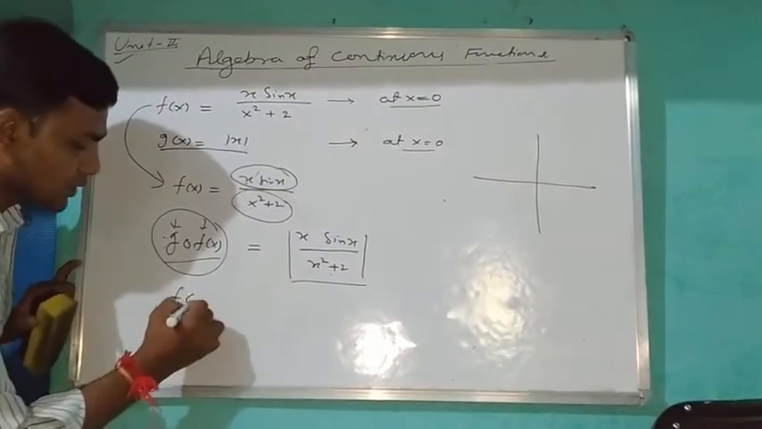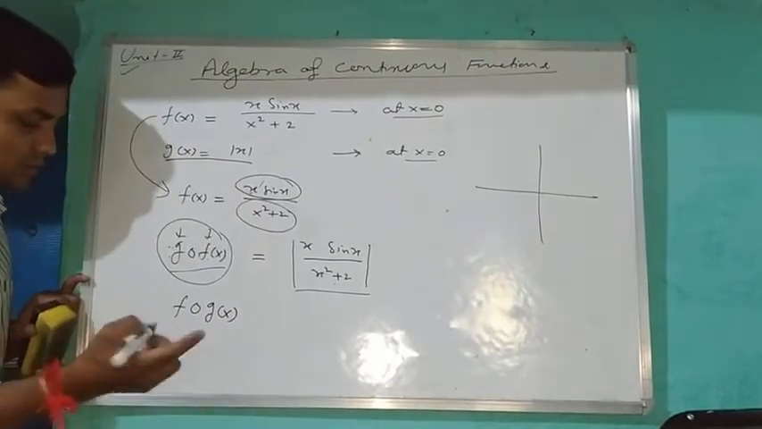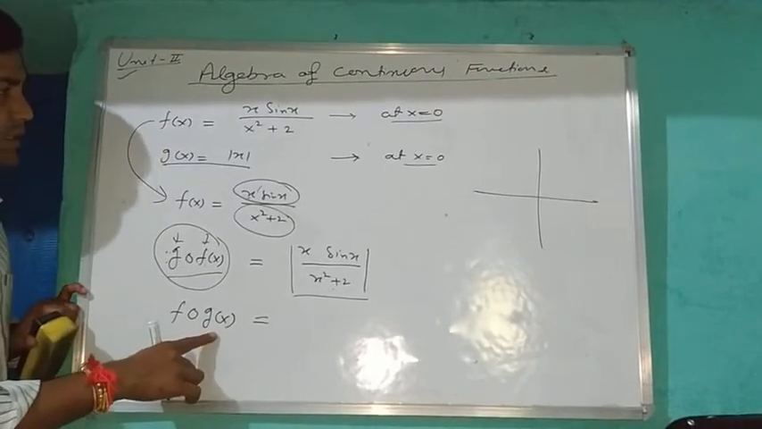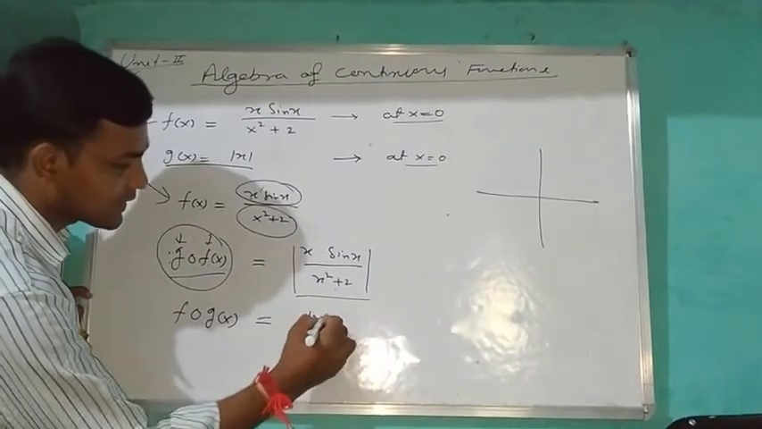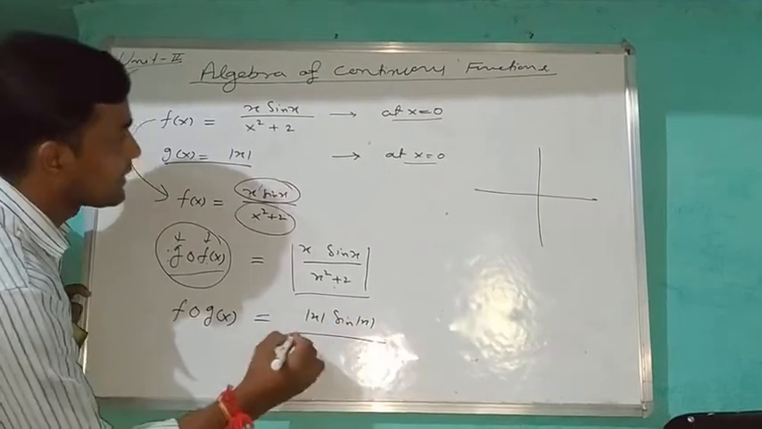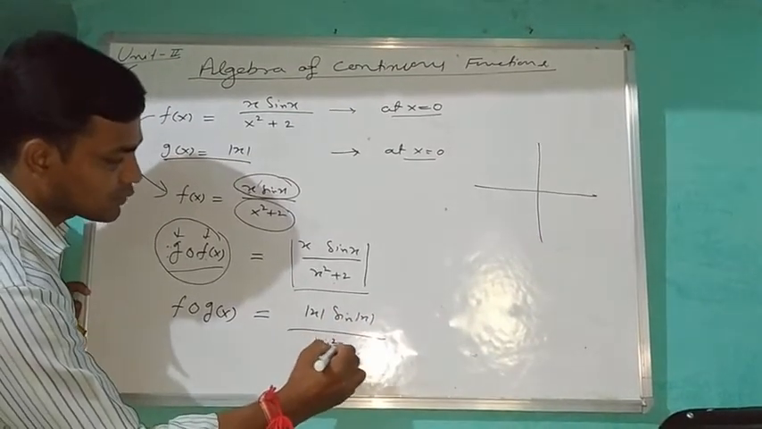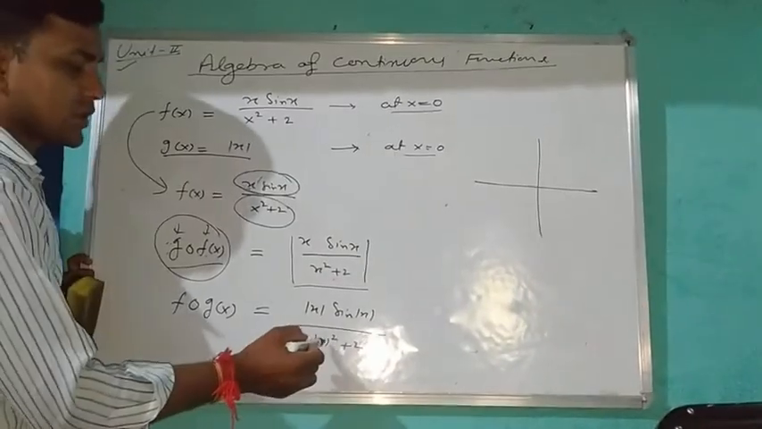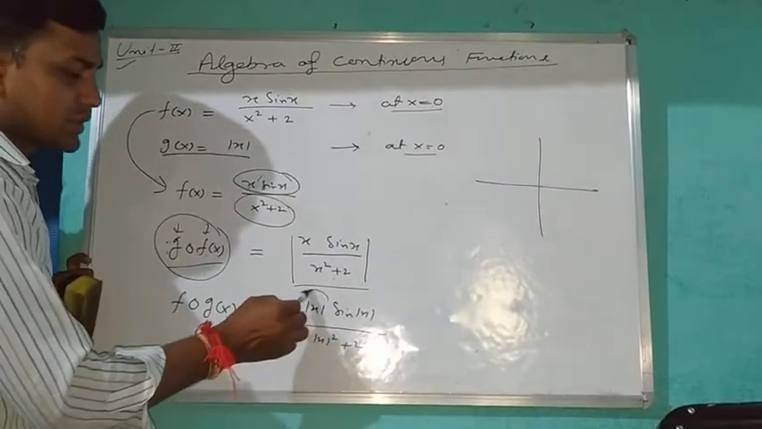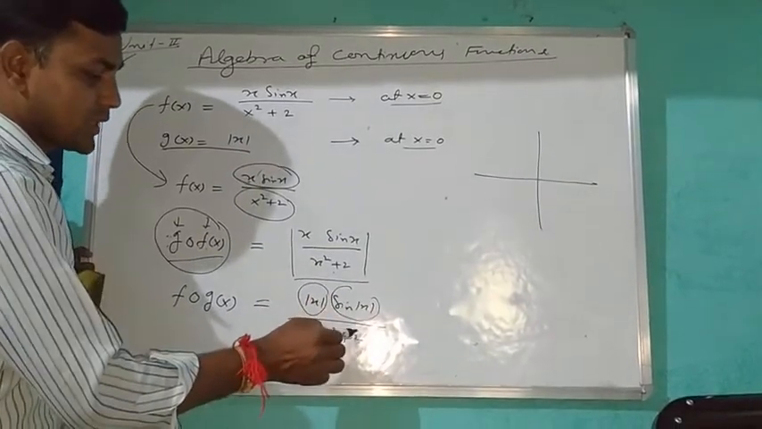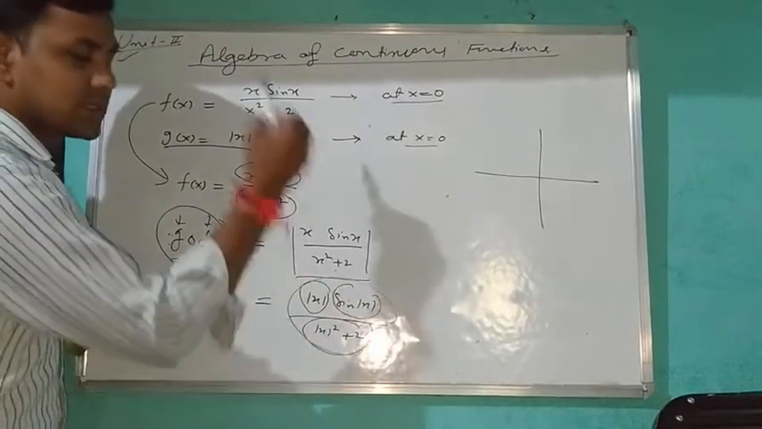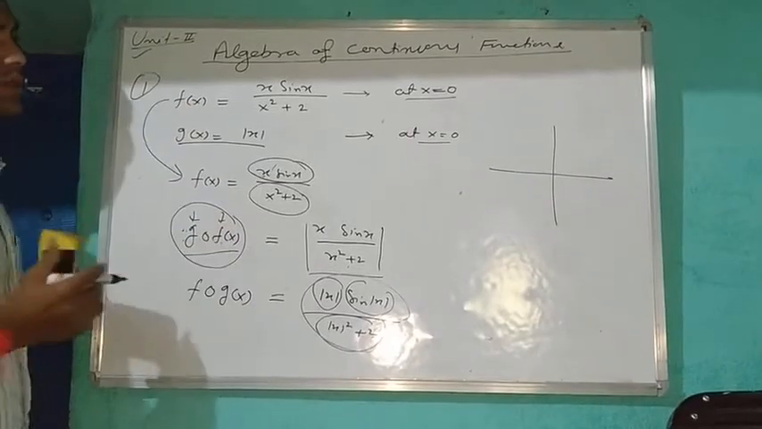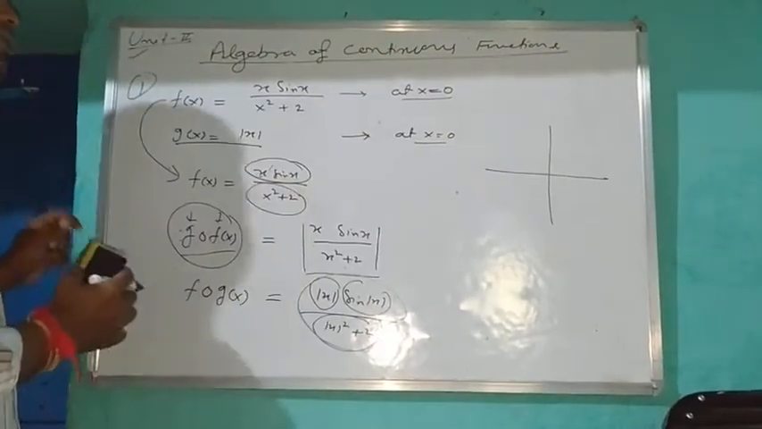Similarly, if we want to find f operation g, then it is equal to f operation g of x, which is mod of x sin mod of x upon mod of x square plus 2. This function is also continuous at x equal to 0, because each of these is a continuous function at x equal to 0, so this function is also continuous at x equal to 0. This is the first example of continuity of a function.